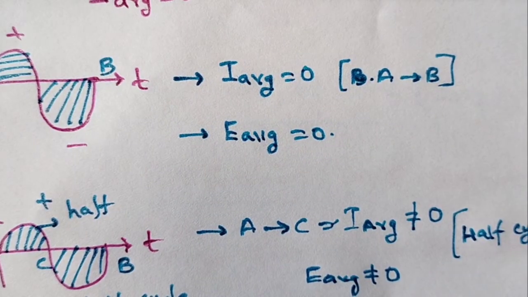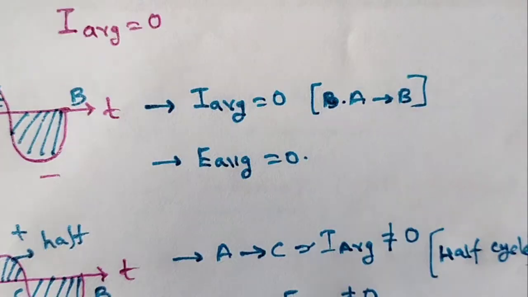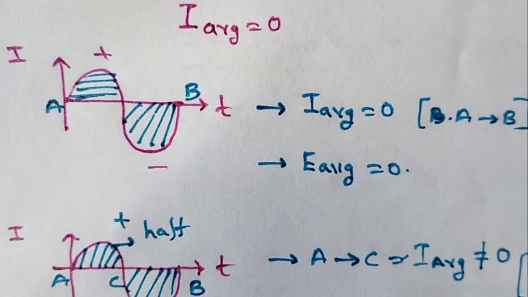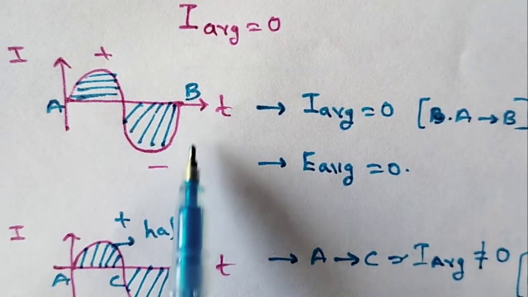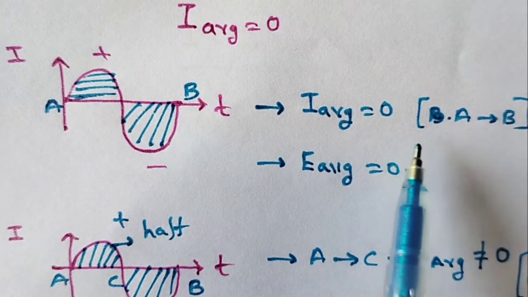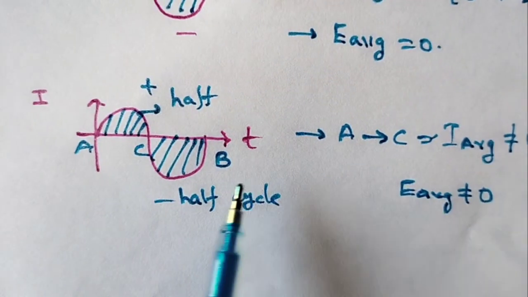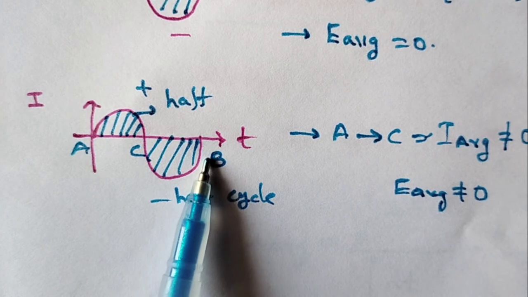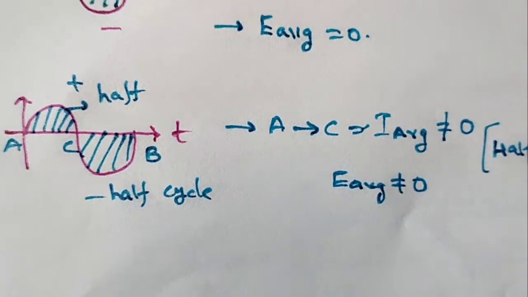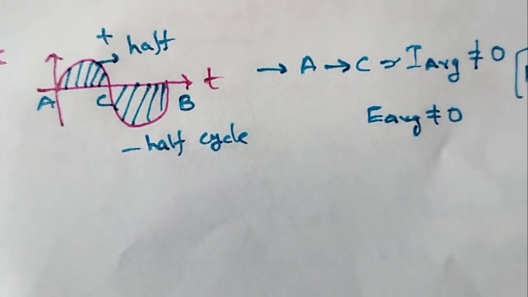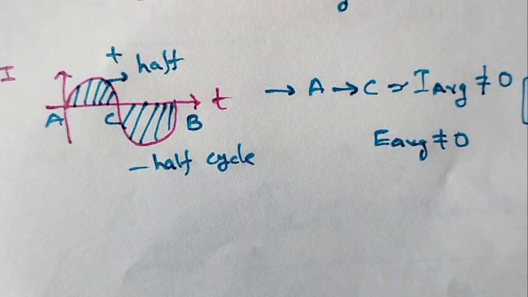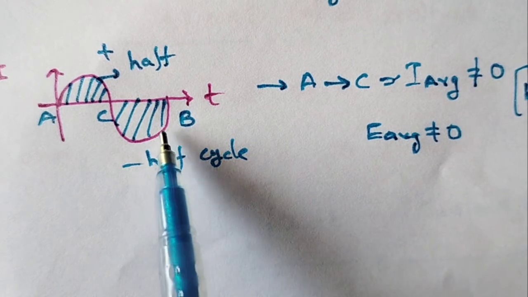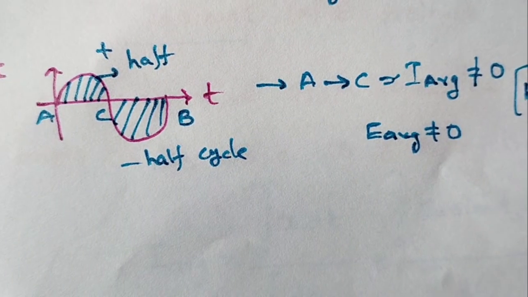The average value of the sinusoidal wave over one complete cycle. See the diagram: this is one complete cycle, from A to B. In one complete cycle, I average is 0, but in the half cycle A to C or C to B, I average is not equal to 0. So what is the value for the half cycle?